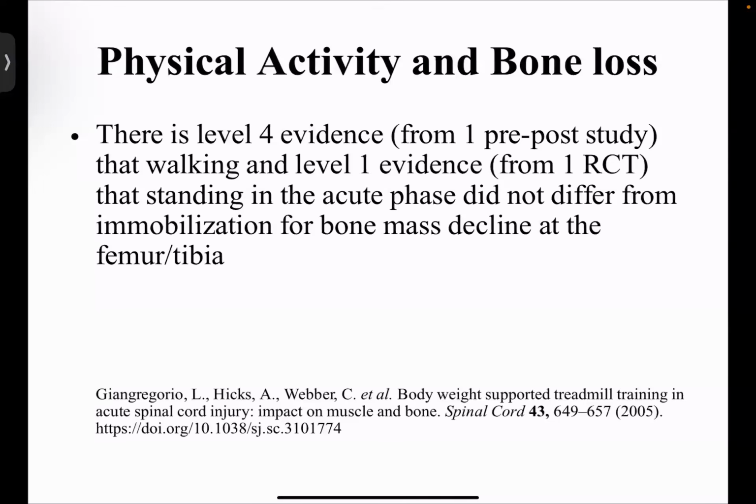Now, what is the role of physical activity in bone loss? There is level 4 evidence from one study that walking, and level 1 evidence that standing in the acute phase, did not differ from immobilization for bone mass decline in the femur or tibia. So there is hardly any evidence showing that therapeutic standing helps to maintain the BMD.